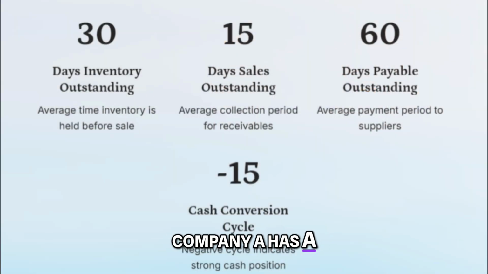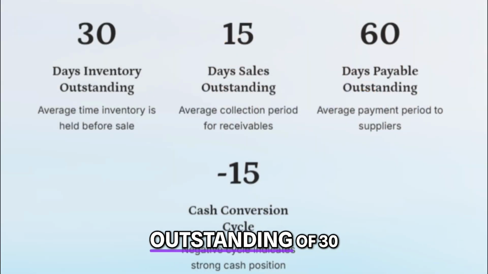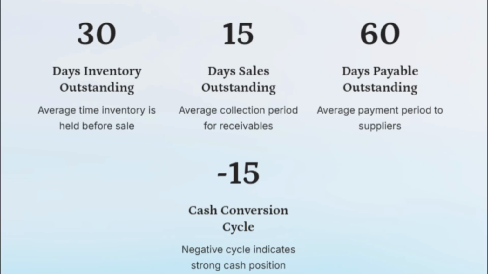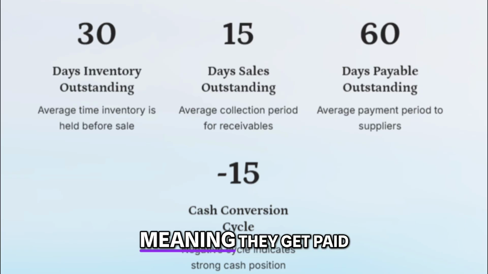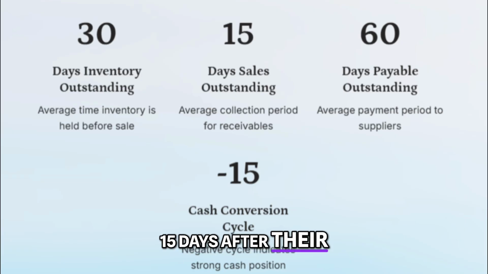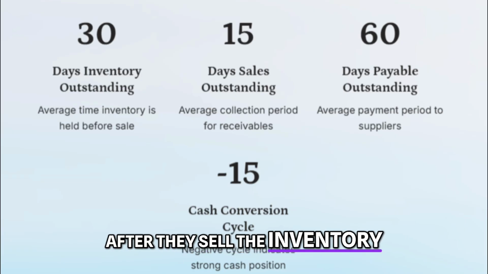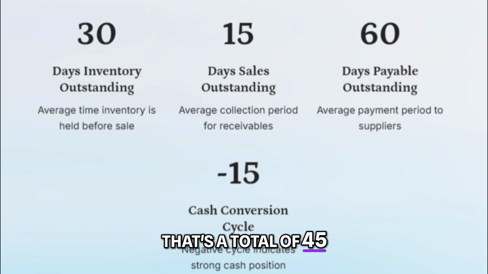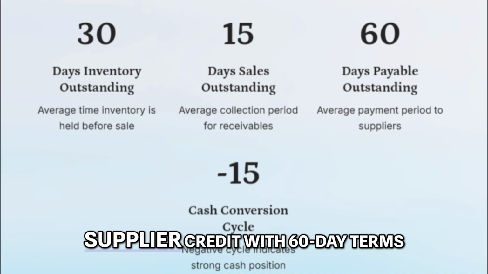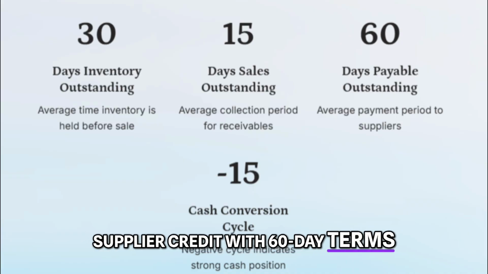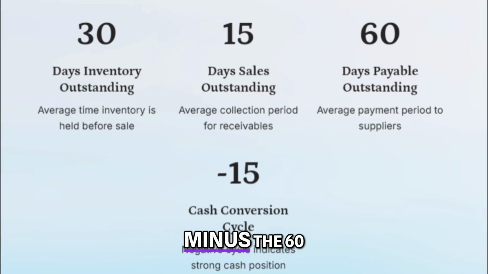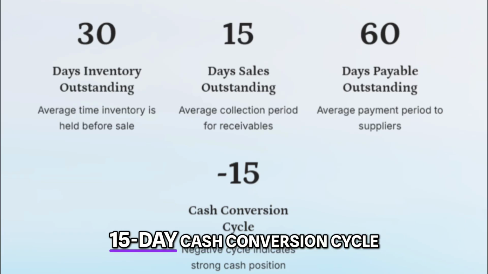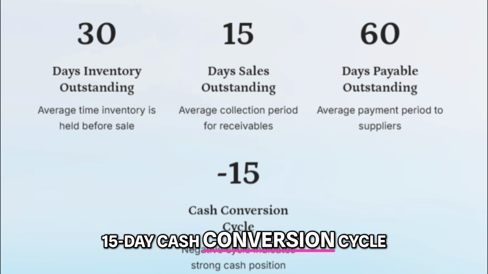So 2 examples. Company A has a days of inventory outstanding of 30. They have a days of sales outstanding of 15 days, meaning they get paid 15 days after they sell the inventory. That's a total of 45, but because they have supplier credit with 60-day terms, you take the 45 days minus the 60, they have a negative 15-day cash conversion cycle.